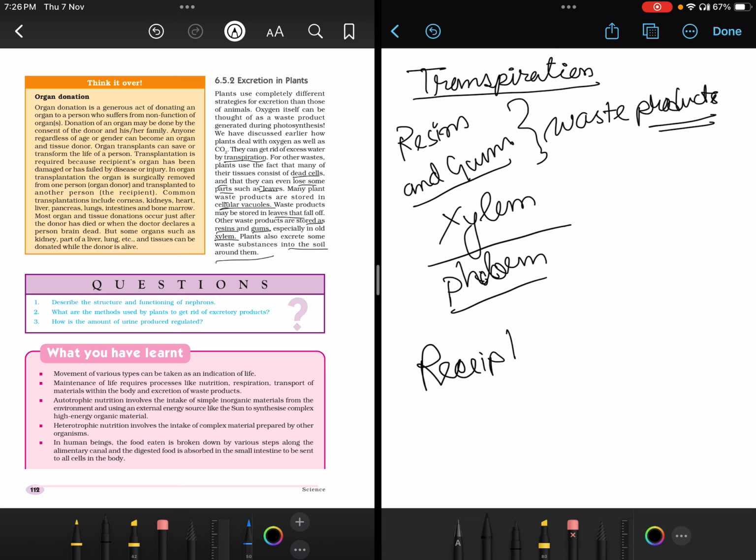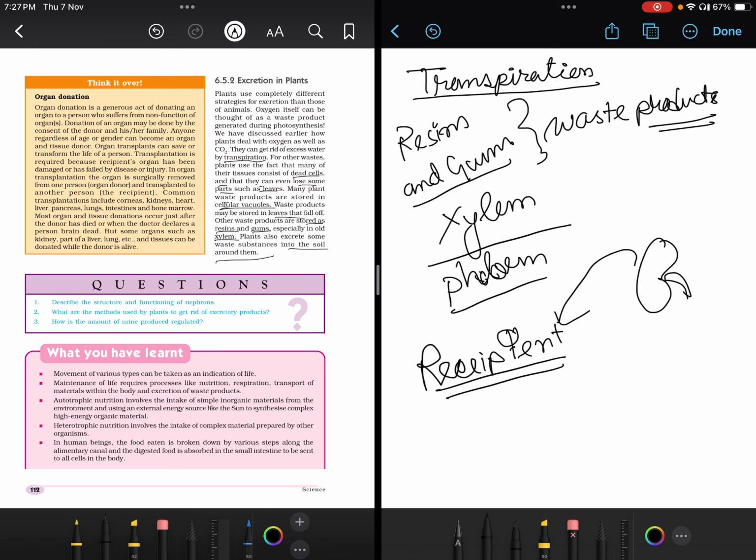Transplantation is required because the recipient, who has received the particular organ, has an organ that has been damaged or has failed by disease or injury. In organ transplantation, the organ is surgically removed from one person, the organ donor, and transplanted to another person, the recipient. Common transplantations include corneas, kidneys, heart, liver, pancreas, lungs, intestine, bone marrow.